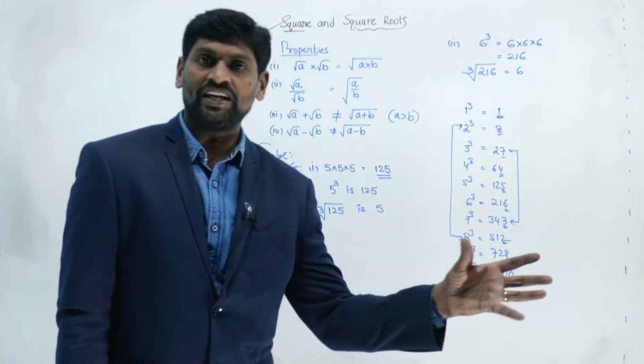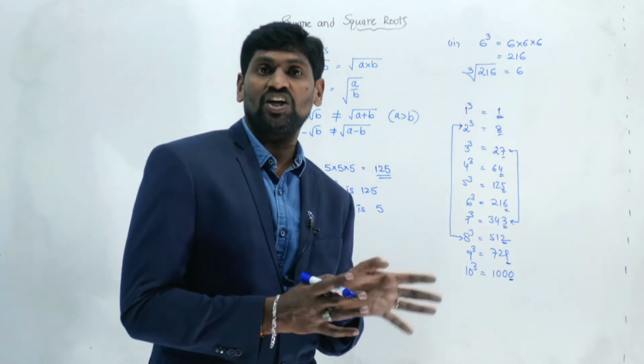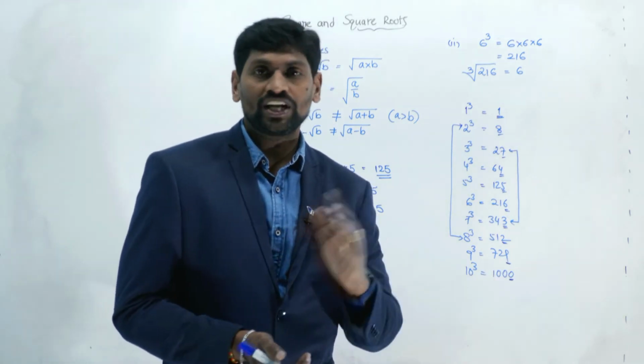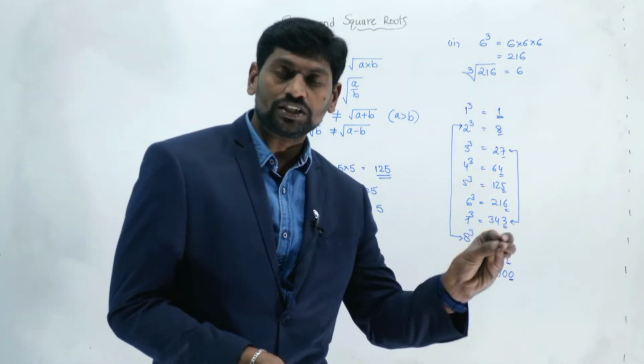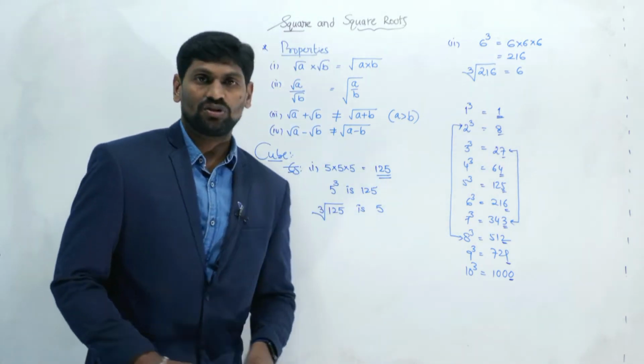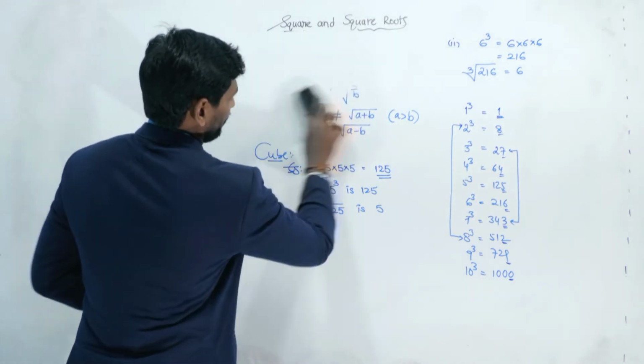Clear? So 0 to 9, all the numbers are present, so we cannot identify which is which. That means the number cannot end with those digits and all; we cannot say that in cube numbers. But for square numbers we can say that they never end with 2, 3, 7, 8. So let us try exercise problems. We'll go through it.